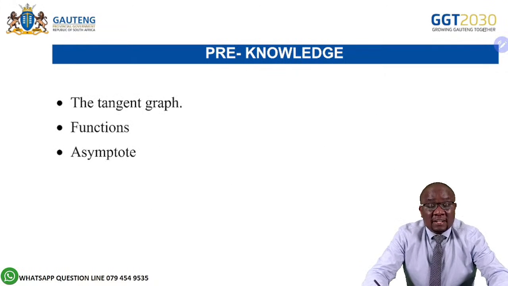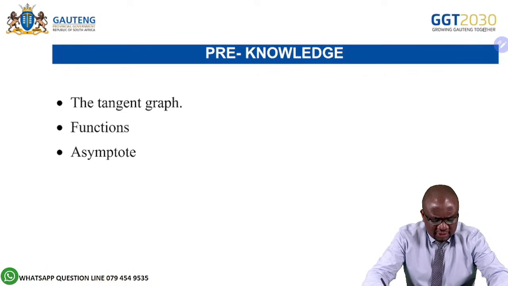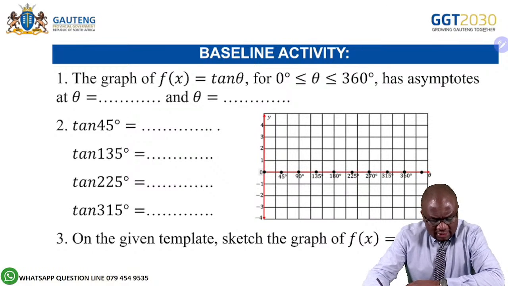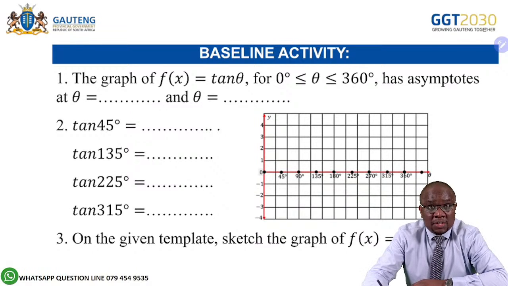Right, we've done the basic tangent graph, the functions and the asymptotes. We're going to talk about these ones today. Now this is what I want us to do. I want us to do question 1 and question 2 for 3 minutes, and then after that I'll tell you when to do question 3.